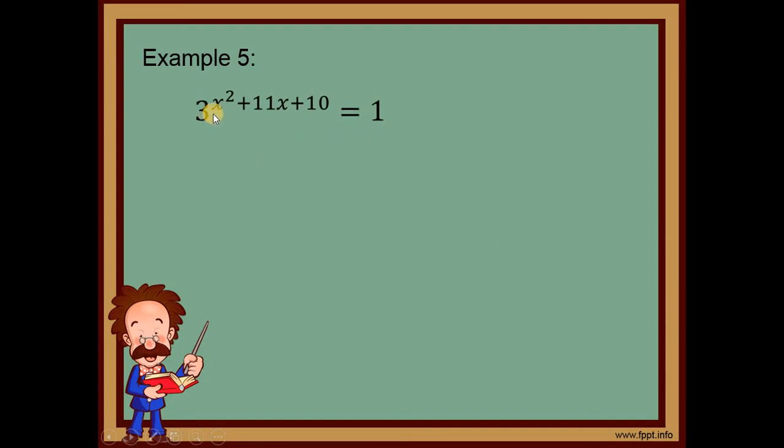We have 3 raised to x squared plus 11x plus 10 equals 1. Ito yung concept natin. Kailangan same base. So, pag sila ay same base na, yung exponent nila must be equal to each other. Now, meron tayong ditong 1 na base, yung sa kabila ay 3. So, kailangan tayong mag-isip ng number na kung saan naka-raise sa exponent na ang base ay 3.